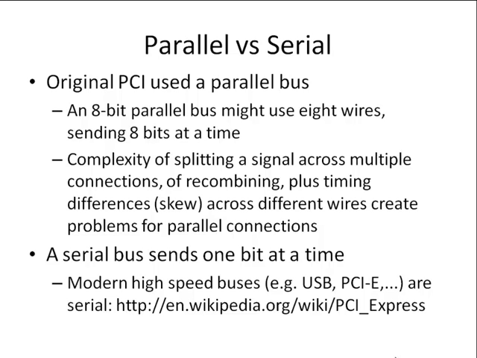There can be ever so slight timing differences just because of the different lengths of the wires connecting both ends of that parallel bus. Tiny timing differences create a skew across the different wires, and this creates problems for parallel connections. You have to wait till all the bits have arrived before you can do anything, and you have to recombine the different parallel signals into one byte before you can do anything with it. And so modern computing has found that serial buses and serial connections that send one bit at a time are able to operate at much higher speed. Now, PCI Express has multiple serial connections, which is a little bit different, but is able to operate each lane independently, so they don't have to wait for each other to catch up before they're able to process the data. And almost all modern high-speed buses are serial connections.